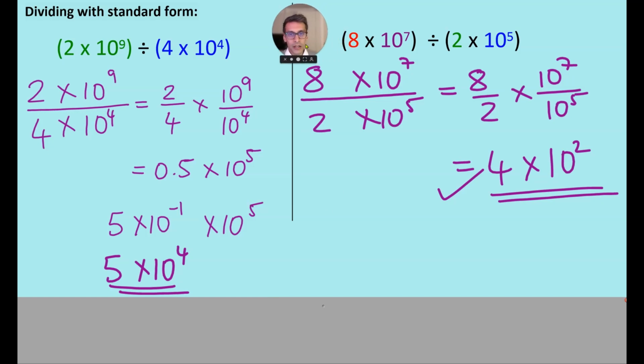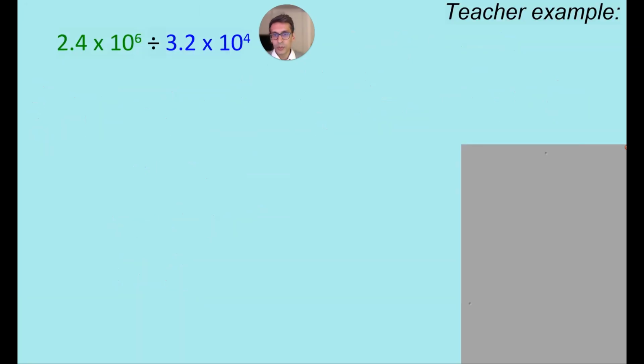Okay, we're now going to look at one of the hardest examples, which is what happens when you have a decimal here. Now, if you don't have a calculator, they will give you nice numbers. They're not going to give you crazy numbers to divide. So you may notice 2.4 and 3.2. There's something we're going to be able to do with this.